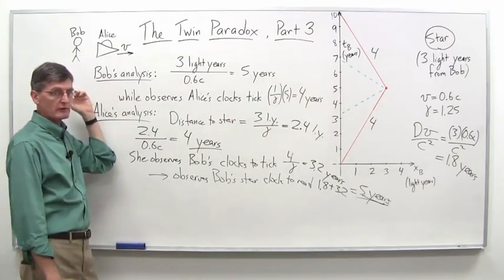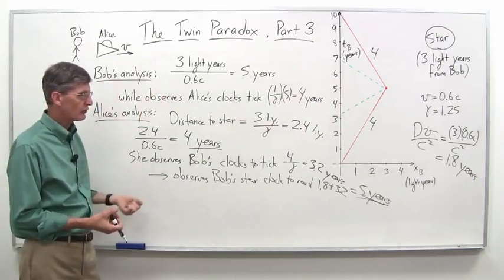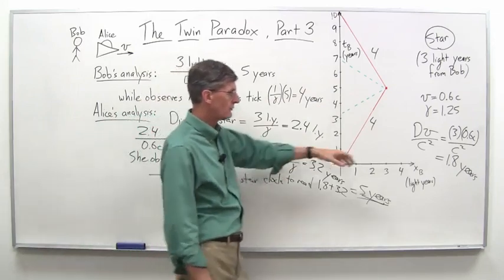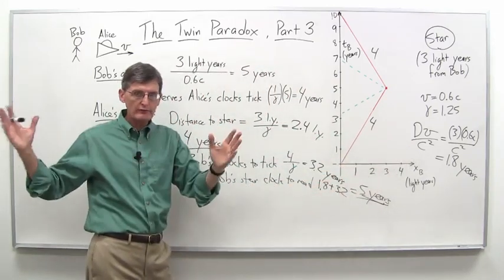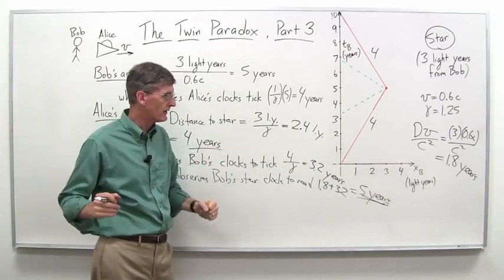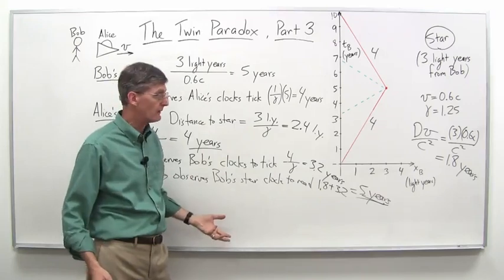And it's Bob's clock coming toward her that is ahead. And it's going to be ahead by this same factor, the 1.8 years, because again, it's 3 light years, Bob's distance between the star and his home planet, at 0.6c gives us the 1.8. So here's what's going on.